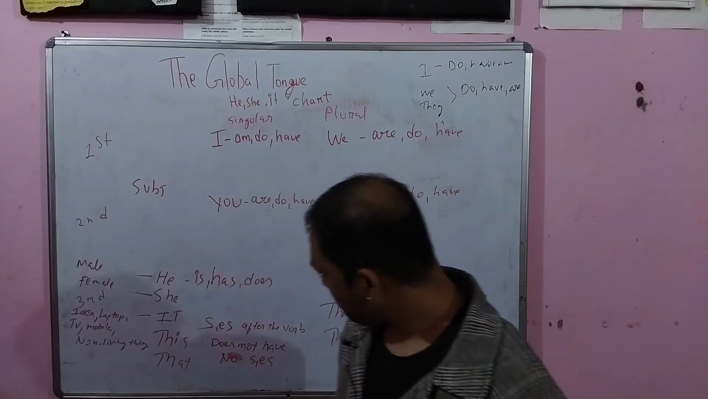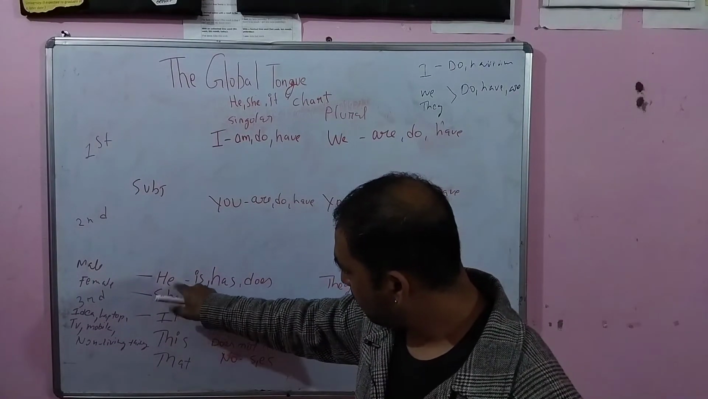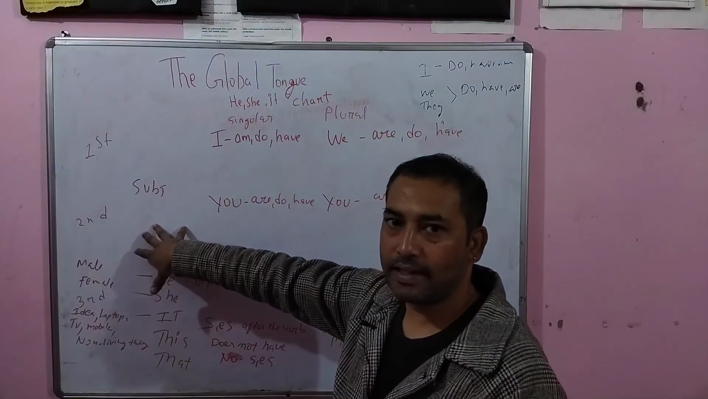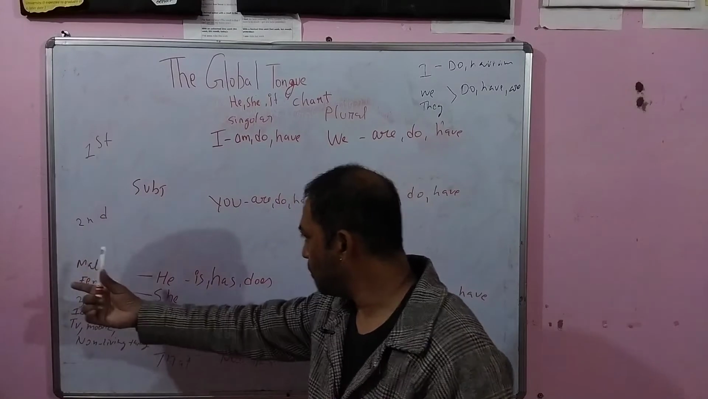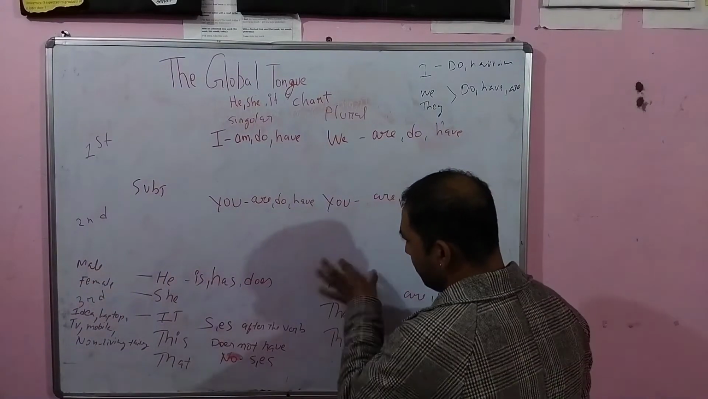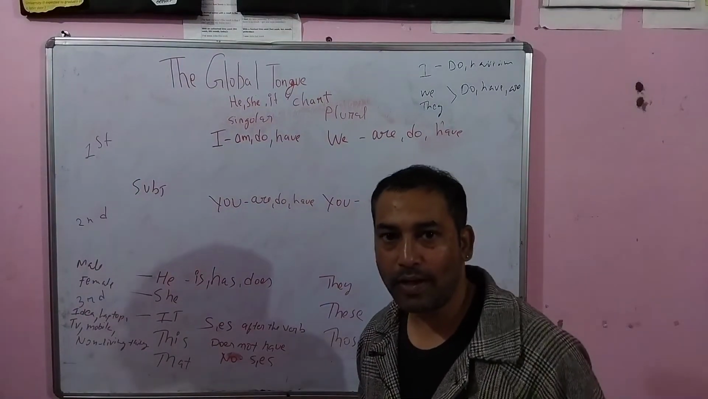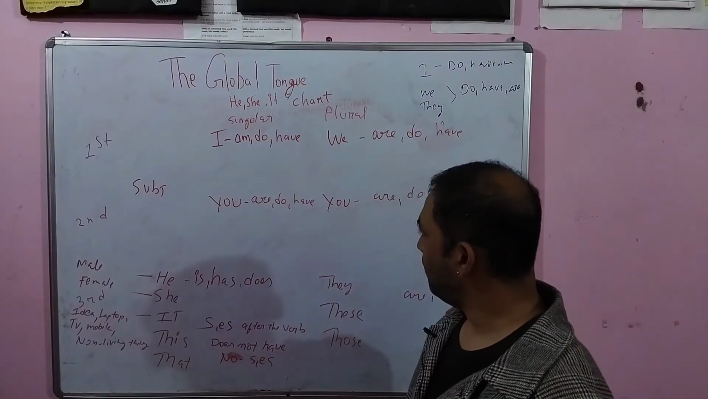And let's say we have two he's here. One he is there and the second he. So we got two he's, so those two he's will be they. So we got one he, one she, and one it. They. Got it?